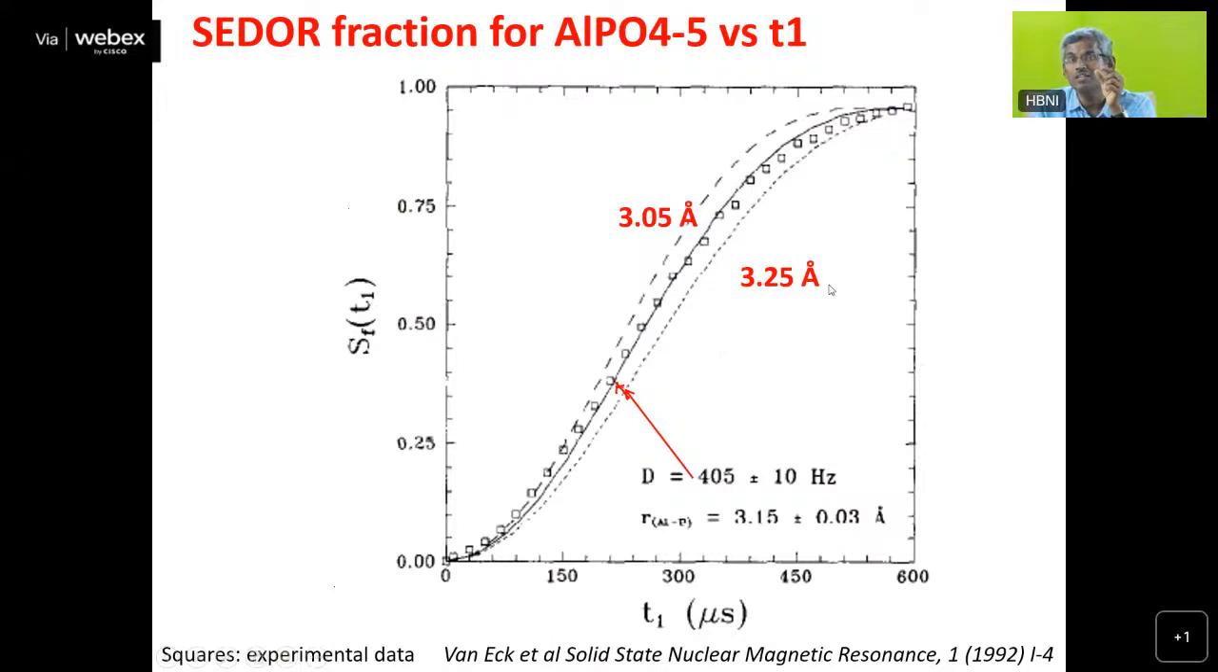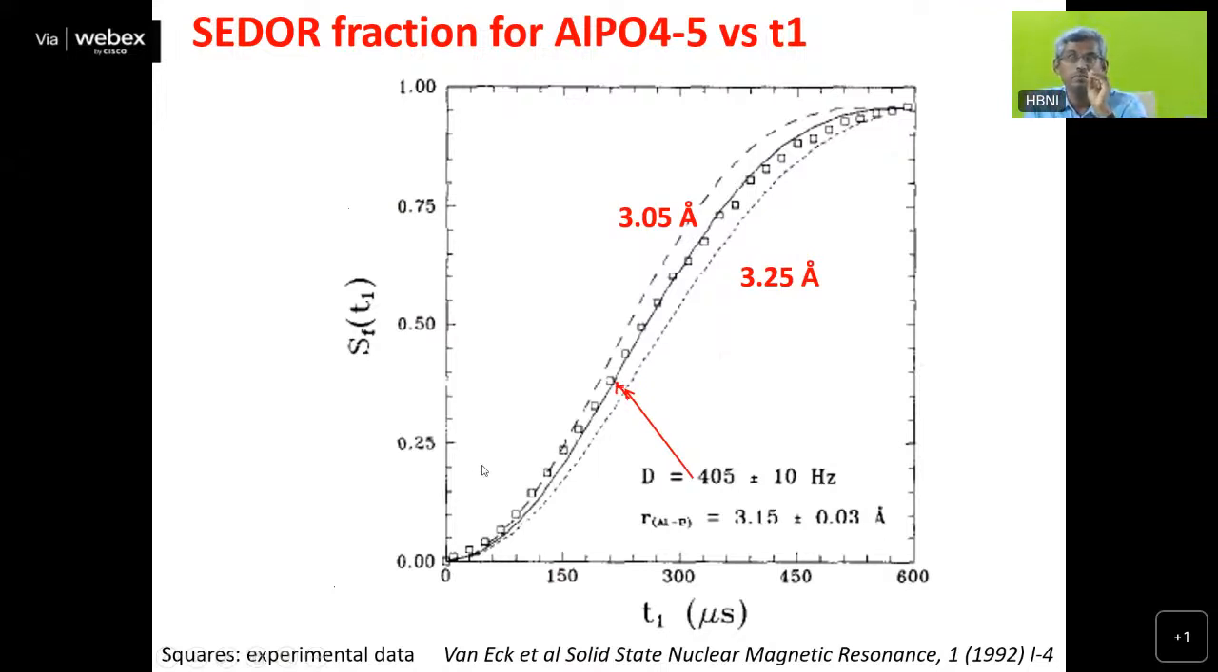Now you can back calculate, and that is why if the distance is 3.25 angstrom, then you will get this curve. And if the distance is 3.05 angstrom, you will get this curve. So what I want to show is, with respect to the variation in the distance between aluminium and phosphorus, you can vary the value of D. Or the spin echo experiment can be very well used to understand the distance between the aluminium and phosphorus.